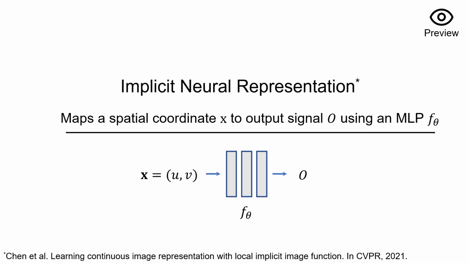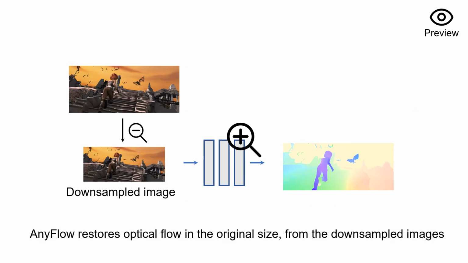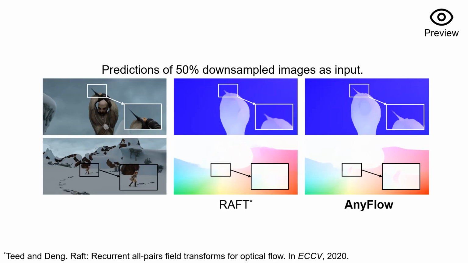The key insight behind AnyFlow is the use of implicit neural representation for flow estimation. Owing to its continuous representation, AnyFlow can estimate optical flow in an arbitrary scale depending on our target resolution. Therefore, AnyFlow can restore optical flow in the original size from the downsampled low-resolution images with clear boundaries. As a result, AnyFlow shows more accurate predictions, especially on object boundaries and small objects from low-resolution images.